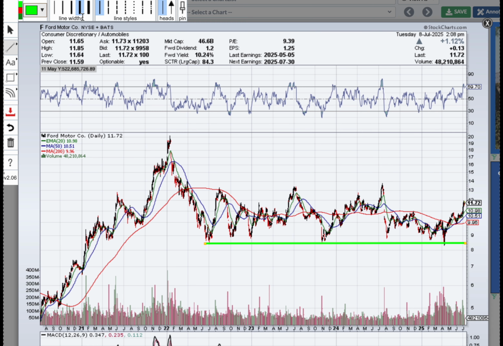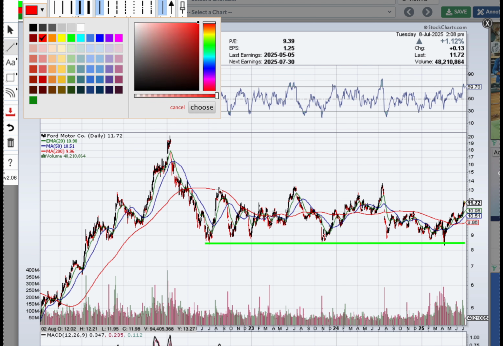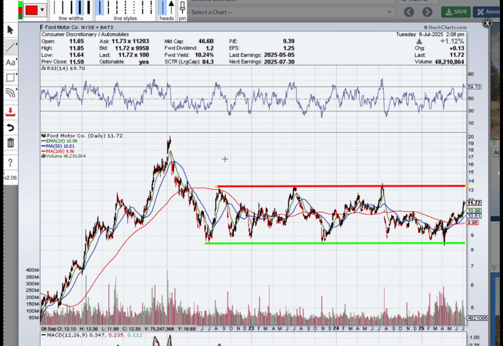And now what we can do is go up and draw another line, and I'm going to make this one red. And I'm going to come across here at the top. Every time price hits this red line, it bounces back down. Every time it hits this line down here, it bounces back up. This red line up here is called resistance.